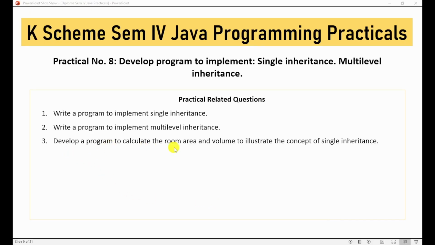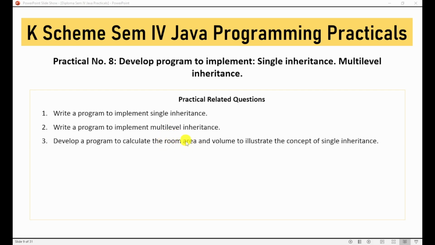Develop a program to calculate the room area and volume to illustrate the concept of single inheritance. In this program we have to use single inheritance and calculate the area of the room and the volume of the room. The class definitions are not given, so we have to assume our own classes.